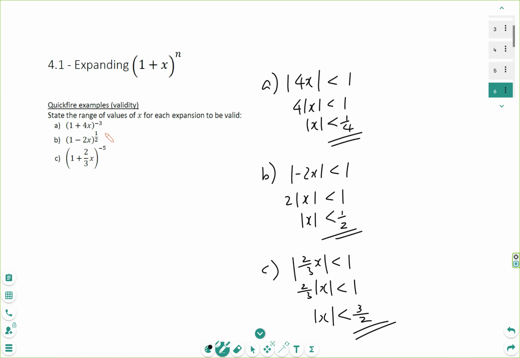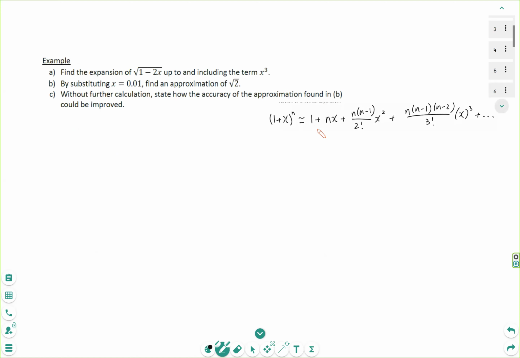Okay, so the power does not really matter. Well, you only do this when the power is negative or fractional. Okay, so here we go.